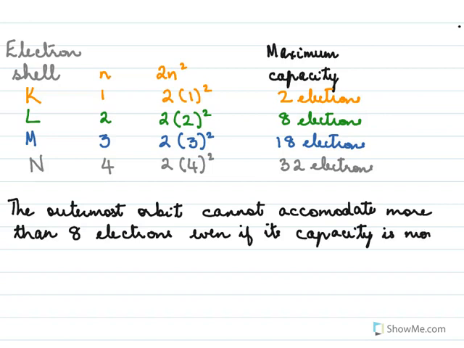So the M will accommodate only 8 electrons, the N will accommodate only 8 electrons, although it can accommodate 32, yet it will accommodate only 8. However, the first shell accommodates only 2, it cannot accommodate more than that. The L shell will accommodate 8 electrons.